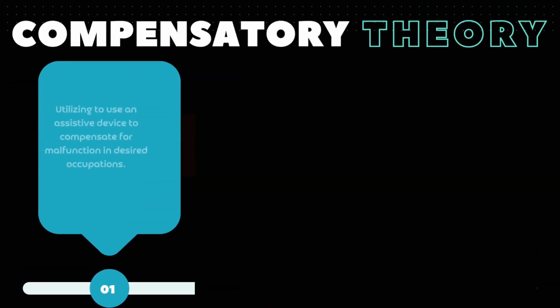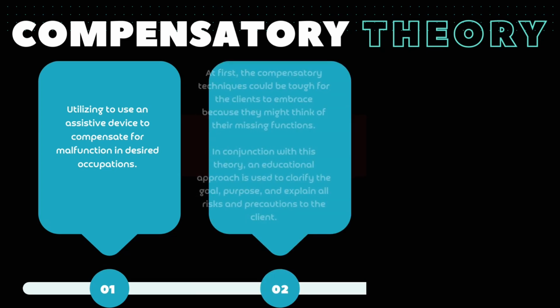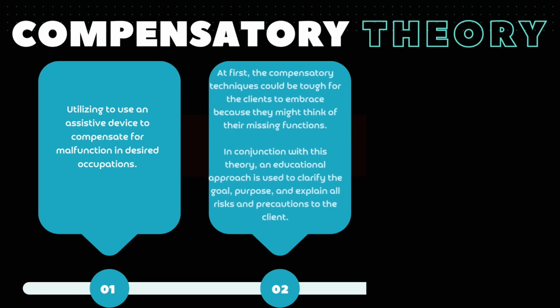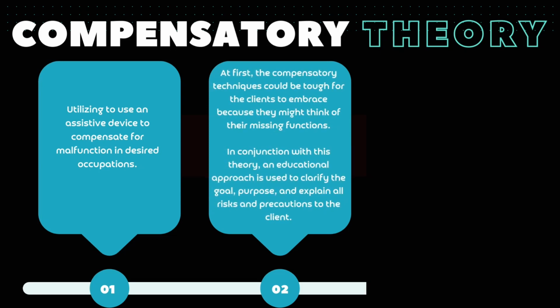Moving on to compensatory theory, it uses an assistive device to compensate for malfunction in desired occupations. Additionally, it is based on the notion that the dysfunction is largely irreversible. At first, the compensatory technique could be tough for clients to embrace because they might think of their missing functions. In conjunction with this theory, an educational approach is used to clarify the goal and purpose, and to explain all risks and precautions to the clients.